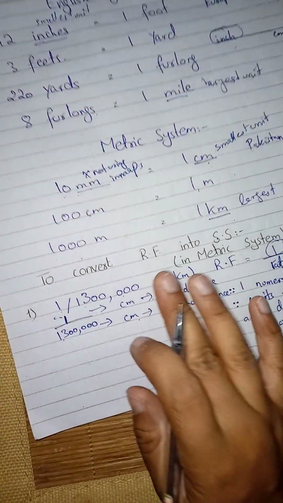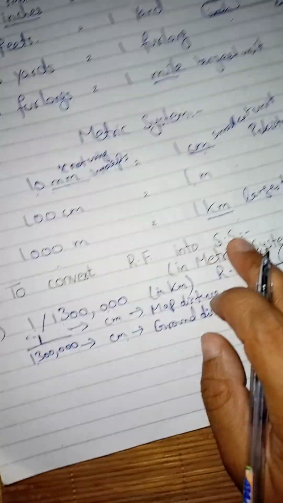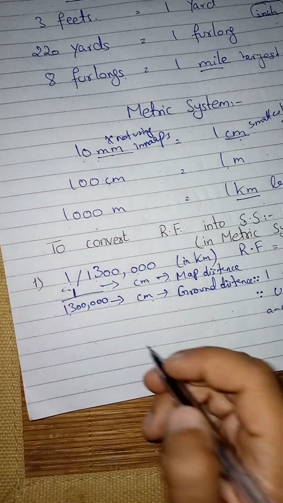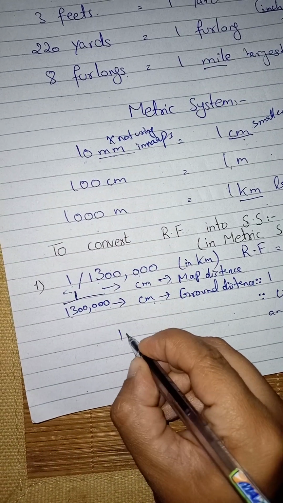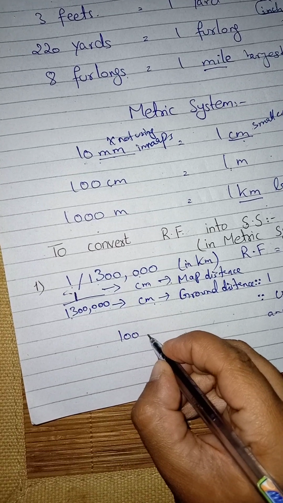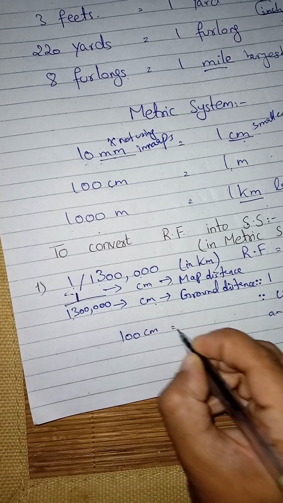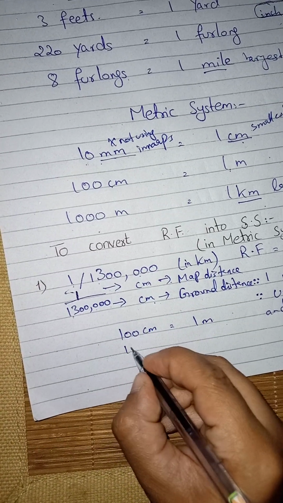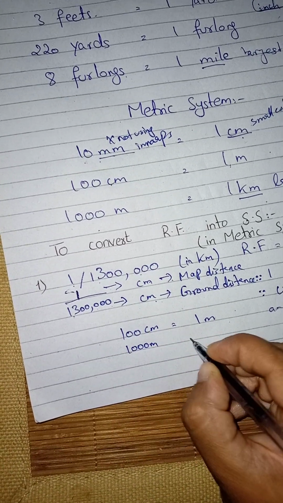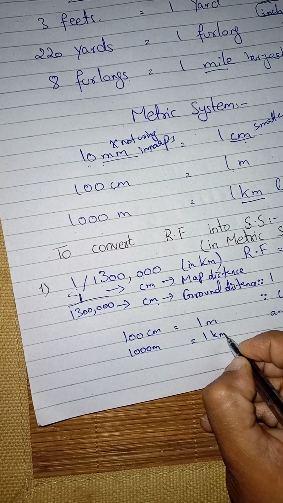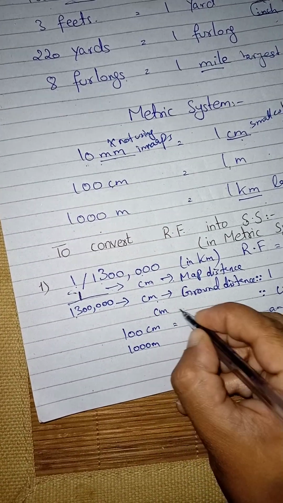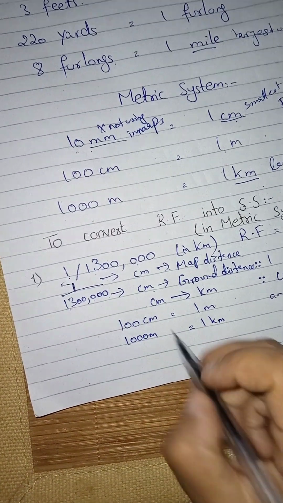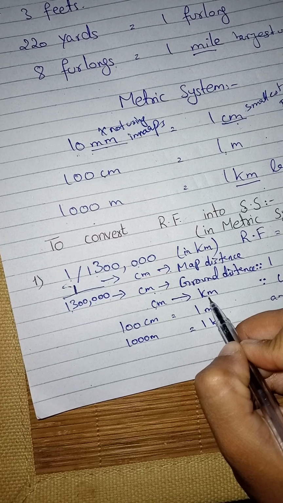So how are we going to convert it into a statement? Basically that is an RF. First of all, we need to know that 100 centimeter is equal to 1 meter, and 1000 meter is equal to 1 kilometer. So we are moving from centimeter to kilometer. It means we are moving from the smallest unit towards the largest unit.